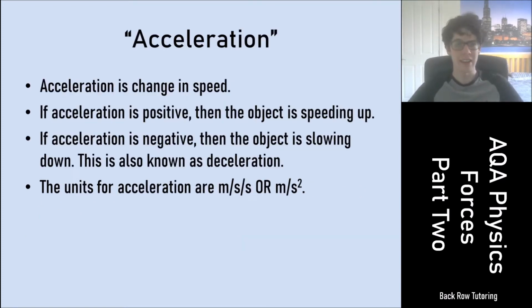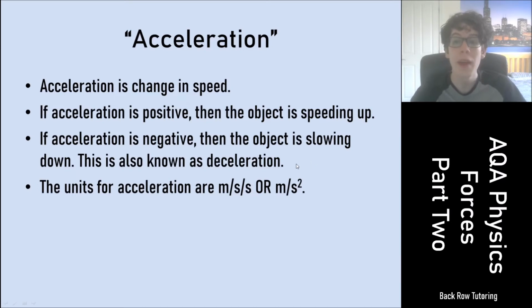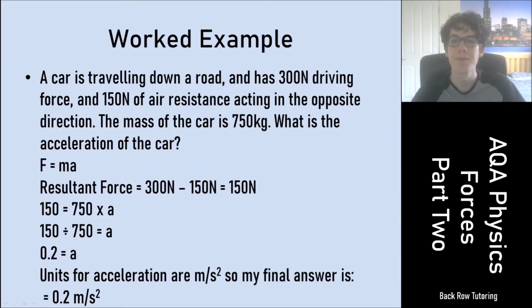But what actually is acceleration? Acceleration is just the change in the speed of something. If acceleration is positive, then the object is speeding up. If the acceleration is negative, then the object is slowing down. This is also known as deceleration. The units for acceleration are meters per second per second, or m/s/s, or meters per second squared, or m/s².